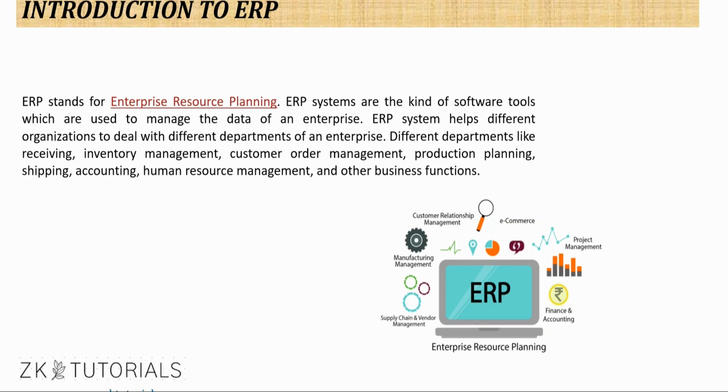ERP has different varieties of options to cover the fulfillment of different departments. So what are the different departments we have? If you have a company, you will have a finance department, a materials department, a production department, a sales department, a project department. All the departments can be covered with this ERP.